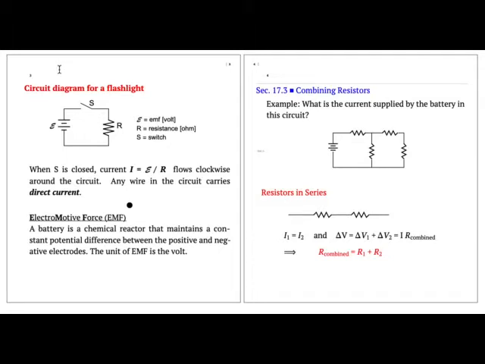Here's something we considered before. The circuit diagram for a battery, or for a flashlight. There's a battery, a switch, and a resistance. The resistance is in the filament of the light bulb. When the switch is closed, current I flows clockwise around the circuit. So any wire in the circuit, including the filament, carries direct current.